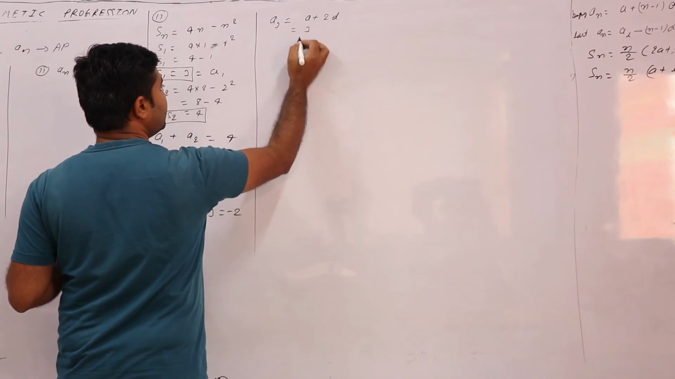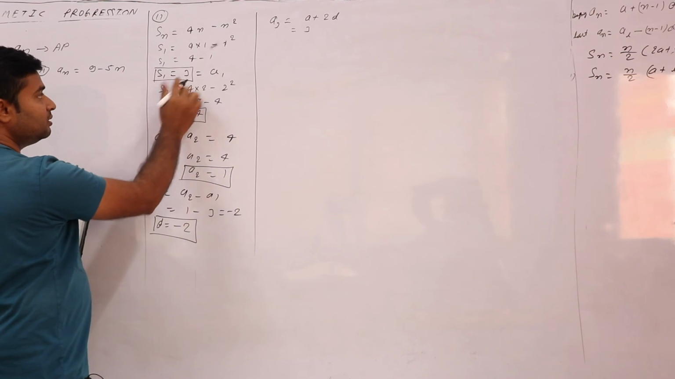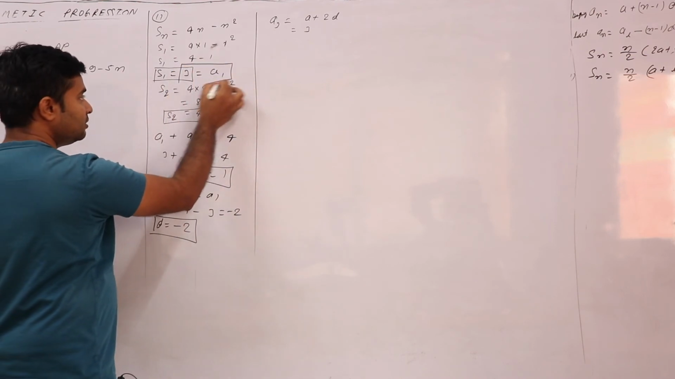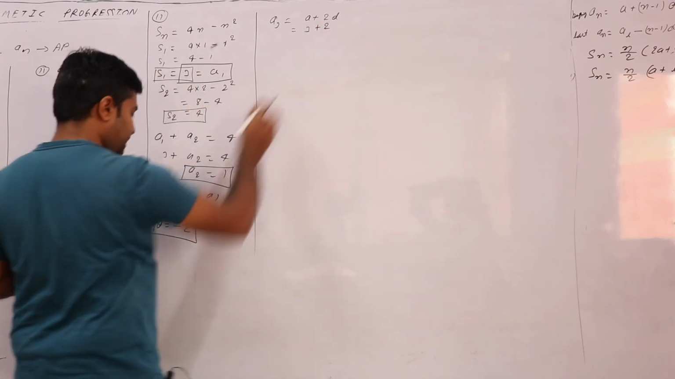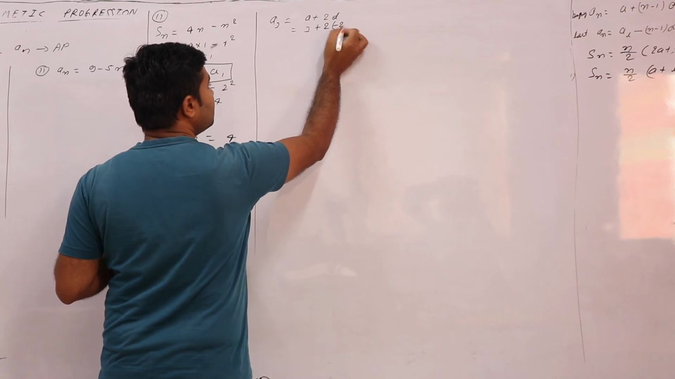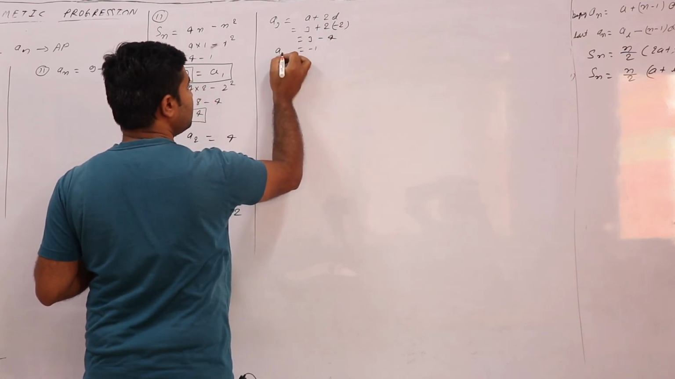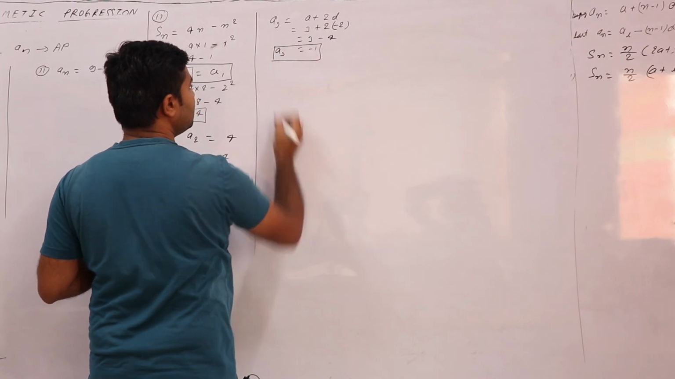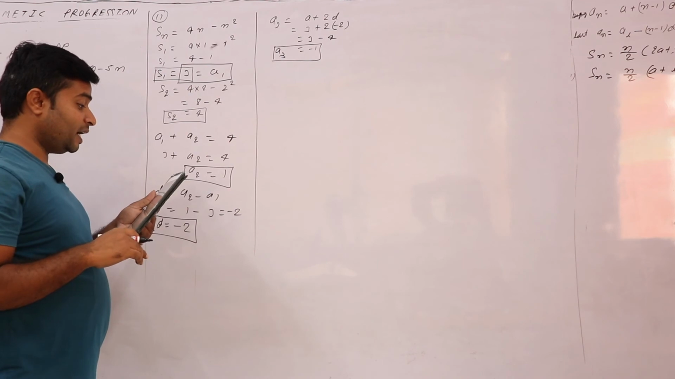A is how much? 3. A is 3. So 3 plus 2 into D, which is minus 2. 2 into minus 2. So 3 minus 4 is equal to minus 1. A3 is equal to minus 1.